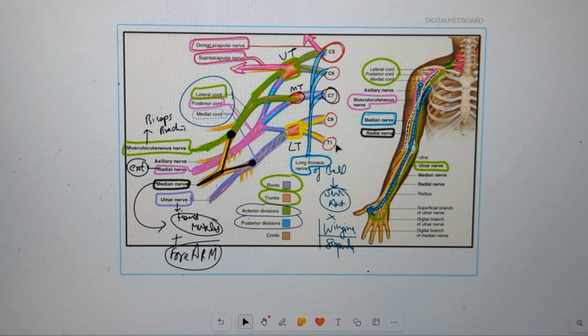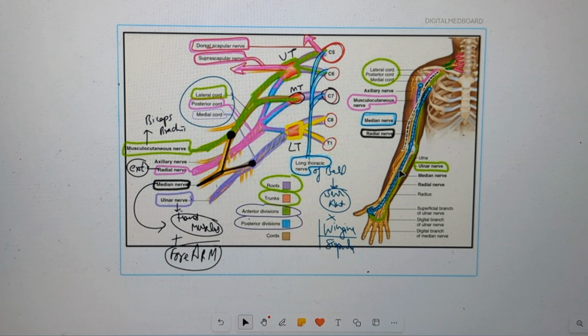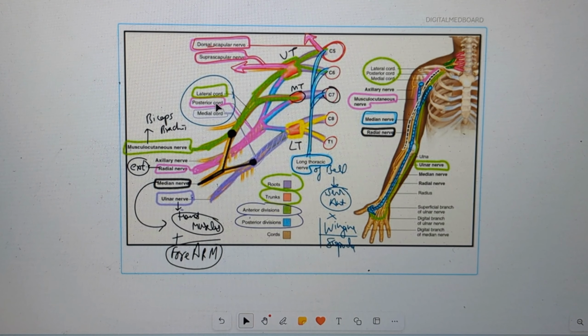The C8 and T1 roots form the lower trunk, which continues as the medial chord. It follows the ulnar bone behind the medial epicondyle, forming the ulnar nerve, which supplies the hand muscles and part of the anterior forearm muscles. The posterior chord continues along the radius bone, laterally forming the radial nerve, which innervates the extensor muscles of the arm and forearm.